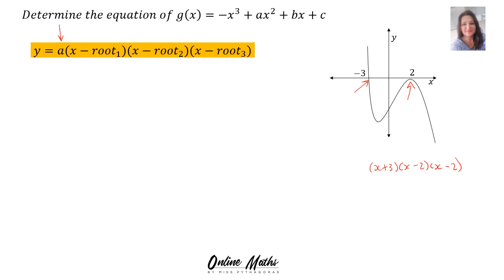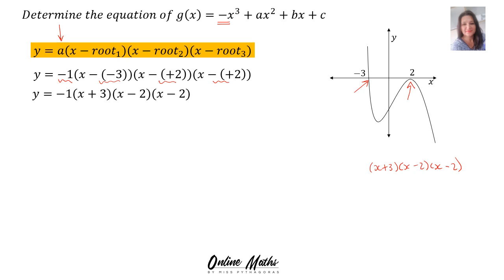If you go to the original equation, then the coefficient of x to the 3 is -1. Therefore, in a's place, we can substitute -1. Now we can substitute the roots. Therefore, we will end with x minus bracket -3, x minus bracket +2, and x minus bracket +2. In the next step, let's multiply in the minus. So therefore, this one becomes x plus 3, x minus 2, x minus 2.